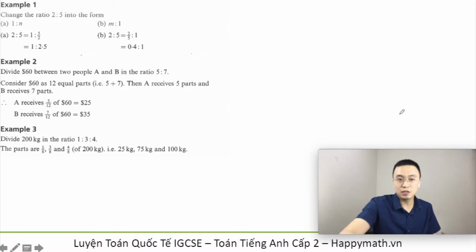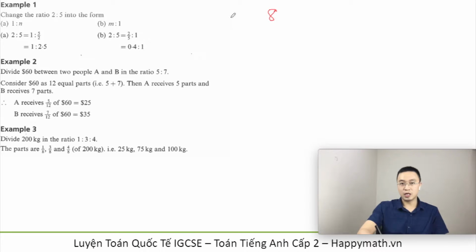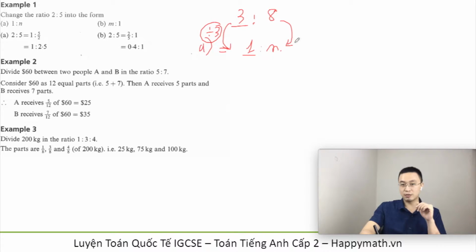The second example is 3 divided by 8. I need you to change this to the form 1 divided by n. The first number is 3, so to become 1, I have to divide by 3. This operation has to be the same for the second number. Divide by 3 here. That's why it is easy to figure out the second number has to be 8 divided by 3, because this one and this one have to be the same operation.